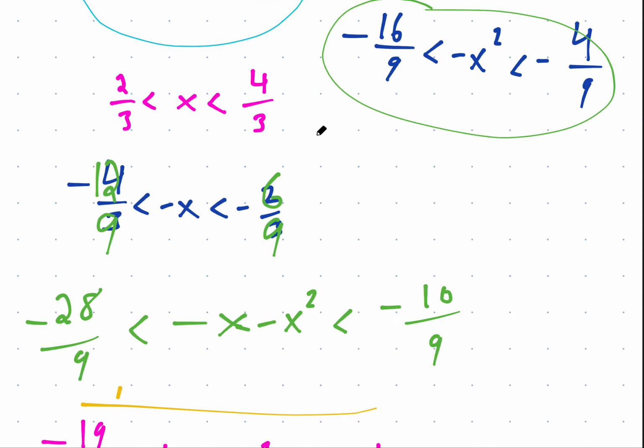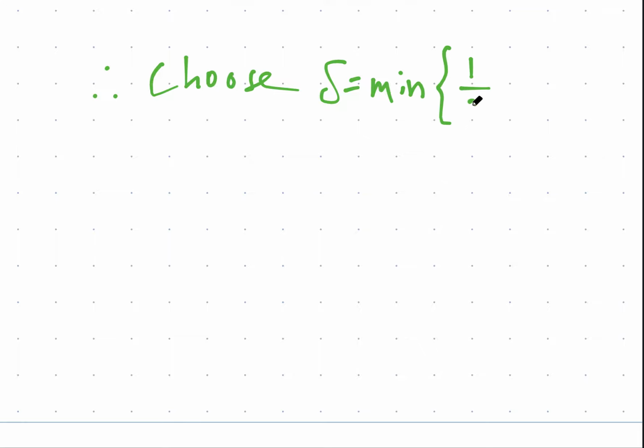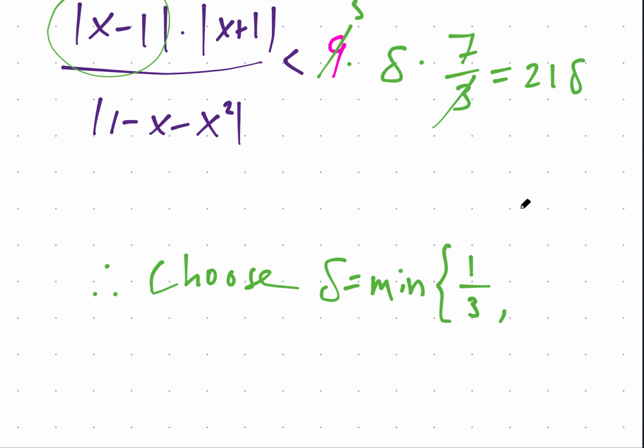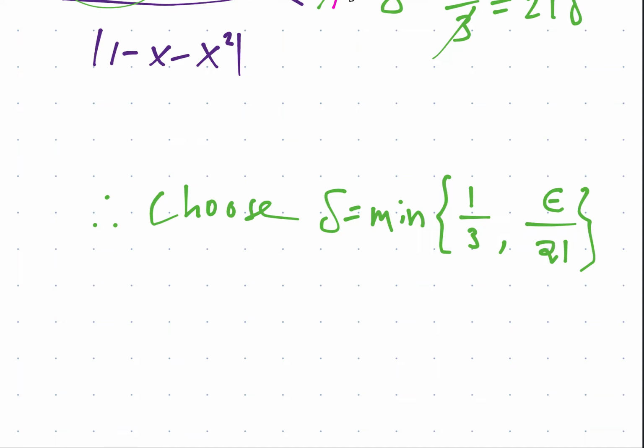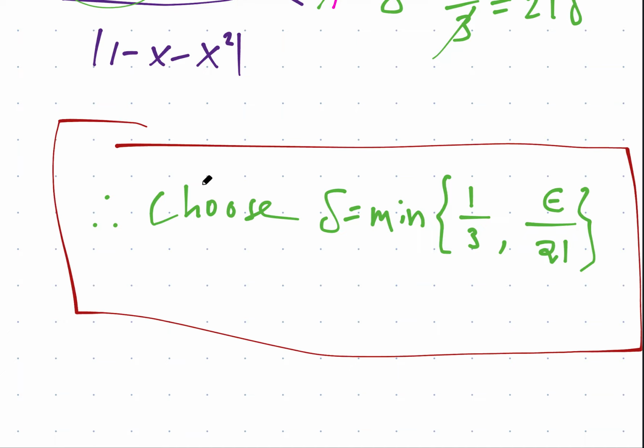So therefore, I'm scrolling around a lot, but therefore, choose delta to be the minimum value, right? Because don't forget about that 1/3, of 1/3 and epsilon over 21. Because if 21 delta is equal to epsilon, then delta is equal to epsilon over 21. Okay, so this is your setup. And we can put a box around that, because when you do the proof, you'll say let delta equal the min of 1/3 and epsilon over 21.